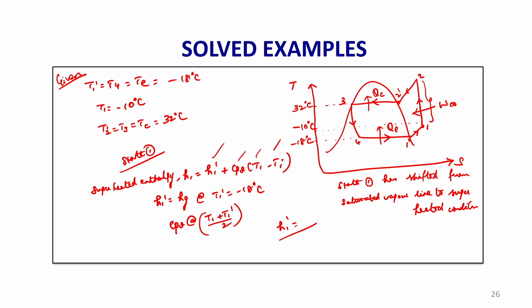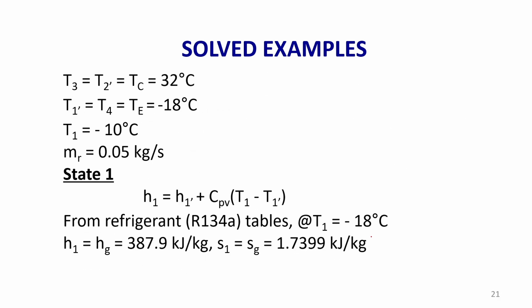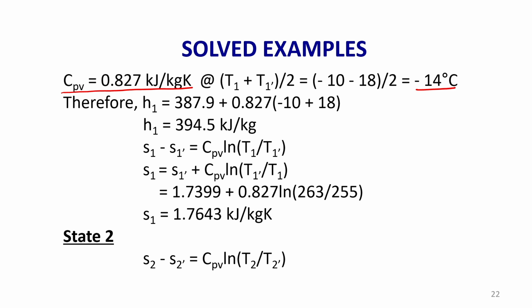1 to 2 is an isentropic process. So, let me explain with this one. Similarly you can find entropy. How to find entropy? Entropy at 1 is equal to saturated entropy at 1 dash plus Cp of vapor into ln of T1 by T1 dash. I know all these values. Whenever we have a temperature ratio, substitute in Kelvin, and Cp of vapor is to be taken for the average temperature. Already we have taken 0.827.